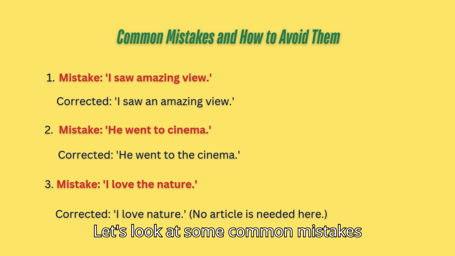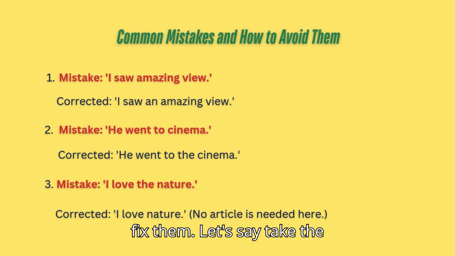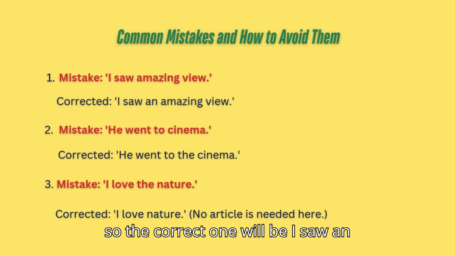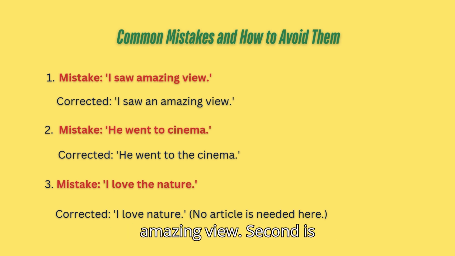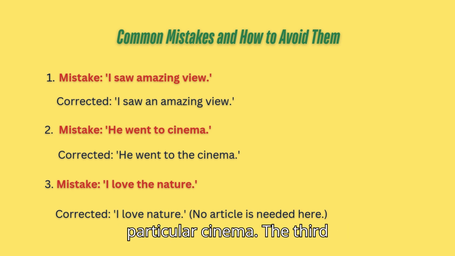Let's look at some common mistakes students make with articles and how to fix them. Let's take an example. The first mistake is in I saw amazing view. Here they have not used any article, so the correct one will be I saw an amazing view. Second is he went to cinema. No article is used again. He went to the cinema, the particular cinema.